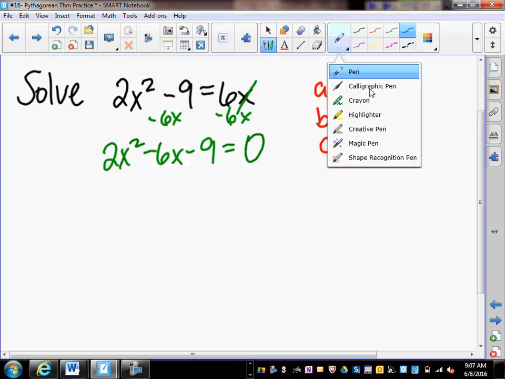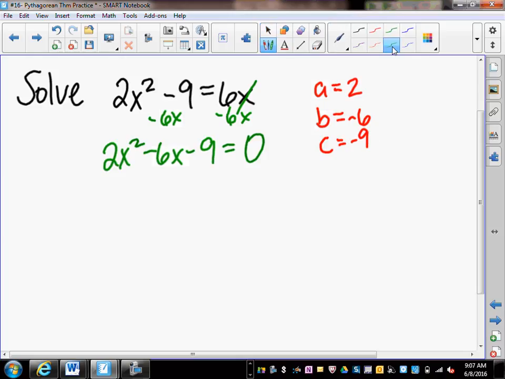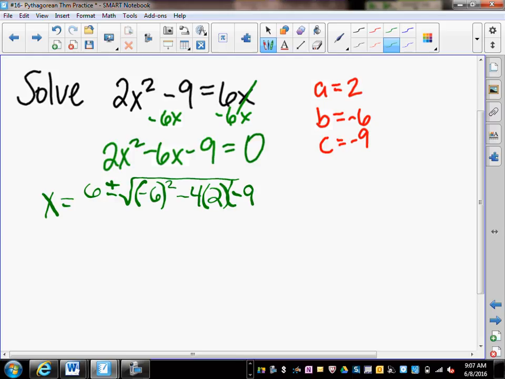Alright. So let's set up our quadratic formula. You guys were doing much better with this time. So opposite b is positive 6 plus or minus the square root. Be careful still to use parentheses: negative 6 squared minus 4 times a, which is 1, times c, which is negative 9, all over 2 times a.